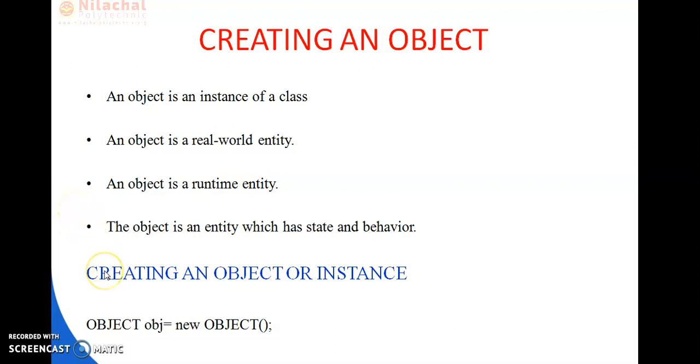How can we create an object? By writing the class name, then the object name obj equals new and the class name. You can give any name to the object, since it is user defined. Suppose I write Fruit f equals new Fruit. So f is my object. Through f I can access any methods that I want to access within the main method.